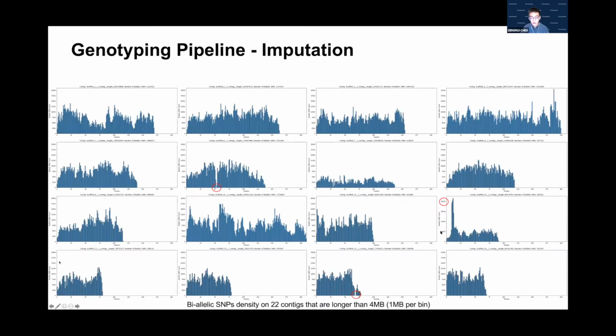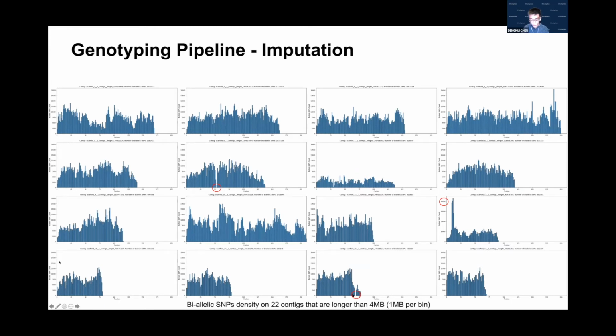Here are the density plots for 22 relatively long contigs that we found from the reference genome. You can see they are sort of uniformly distributed among the chromosomes, which is good. A few small issues that you may see, I pointed out here in the small circles. Here we see a small gap on contig number 6, and we also see another small gap on contig number 15.